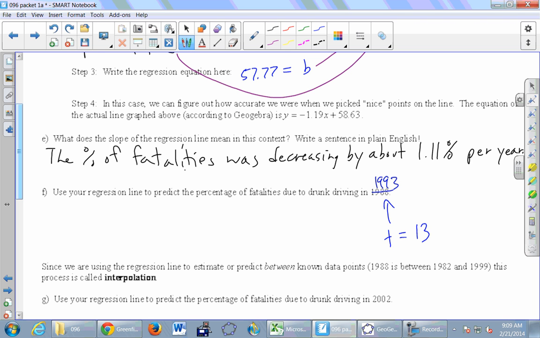And we're not going to look at that line like we did before, we're actually going to use the equation that we worked so hard to get. So I'll write the equation again here, which is P equals negative 1.11t plus 57.77. And what do we need to do to answer this question? Plug in 13 for t, right? We're just trying to find the percent. We're trying to find the P. So let's plug in the t.